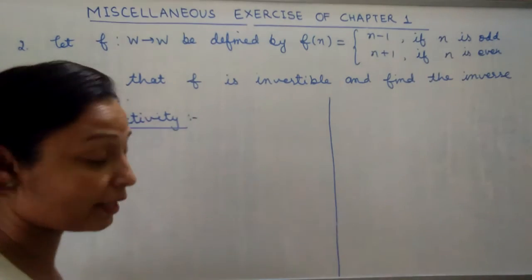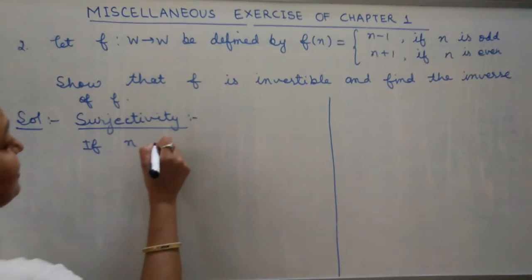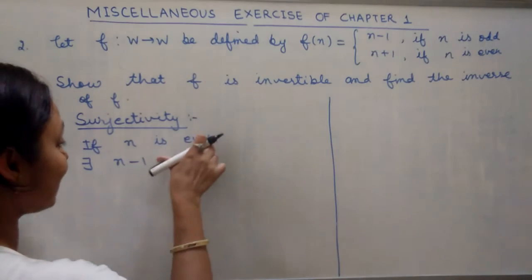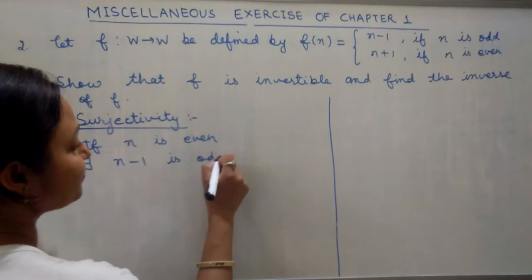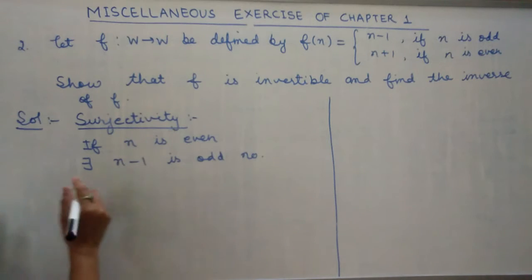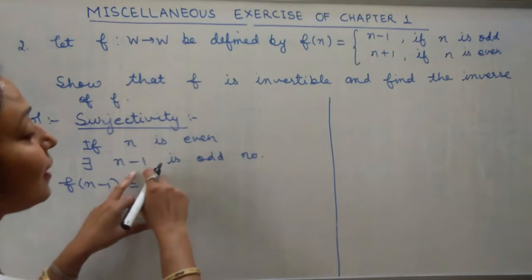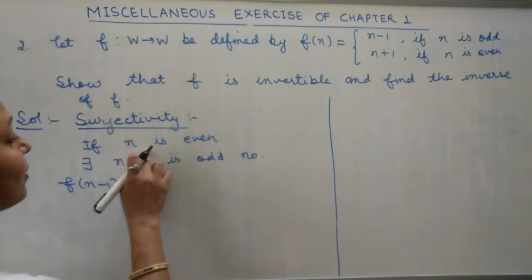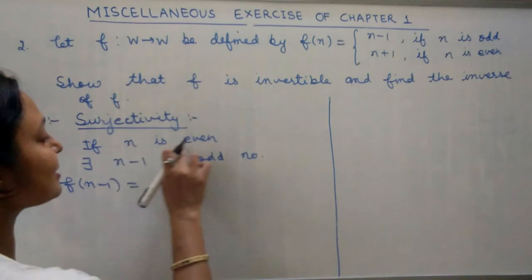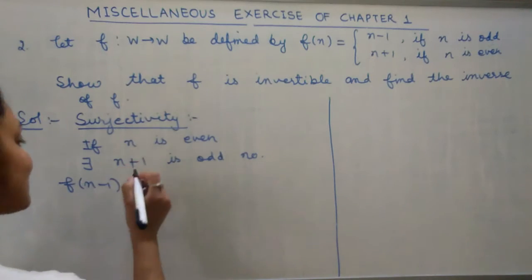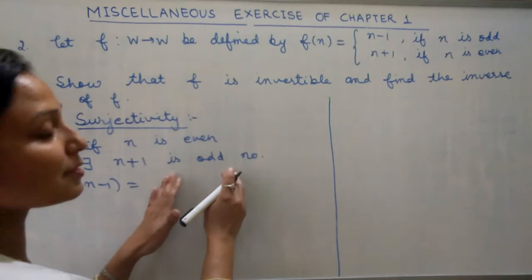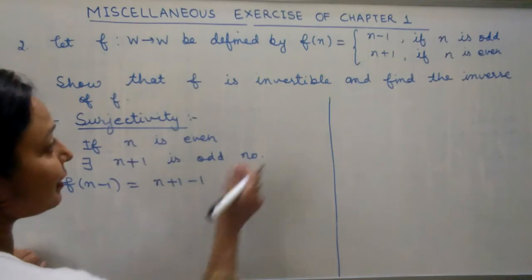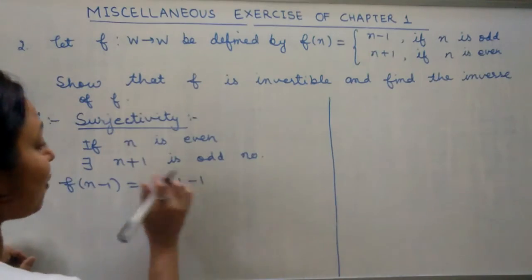First, if n is even. If n is even, n minus 1 is an odd number. So I will take an odd number. N minus 1 is odd. That means when the odd number is there, this is even. I will take it for n plus 1. N plus 1 is odd, because the extra 1 makes it an odd number. I will put the value for even, n plus 1 minus 1. I will put the value here when n is odd. This and this will cancel.